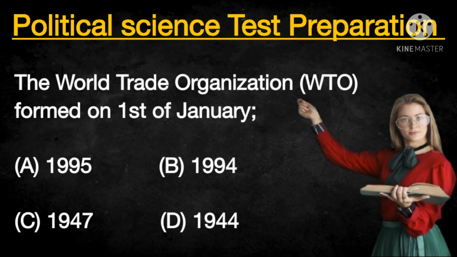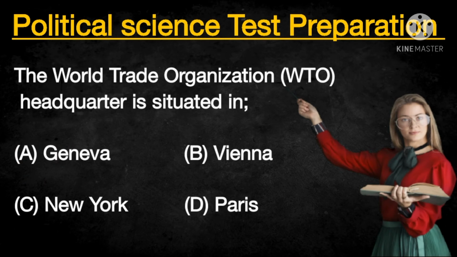1995, B. 1994, C. 1947, D. 1944. Its correct answer option A, 1995. Question: The World Trade Organization WTO headquarters is situated in A. Geneva, B. Vienna, C. New York, D. Paris. Its correct answer option A.